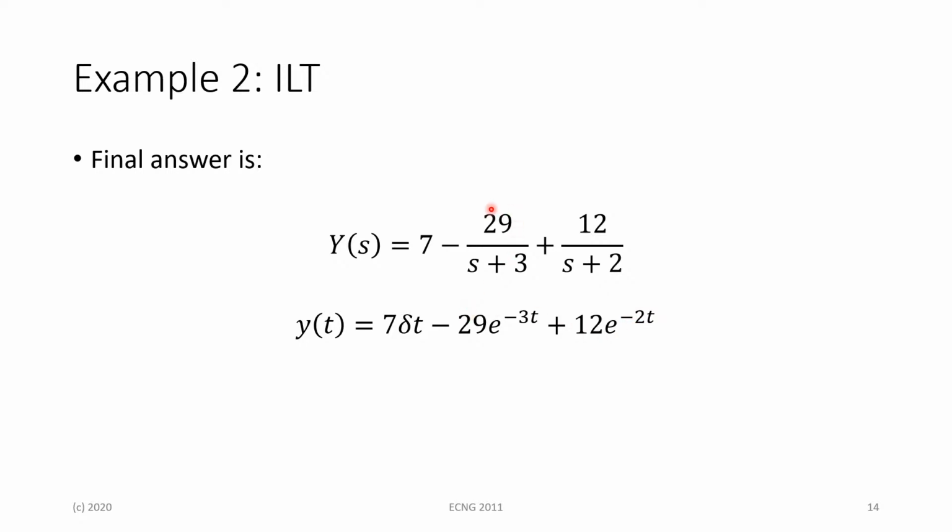So it's okay for these transforms to just be minus 29 e to the minus 3t and then 12 e to the minus 2t. But for a constant by itself, you actually put the Dirac of t function here.